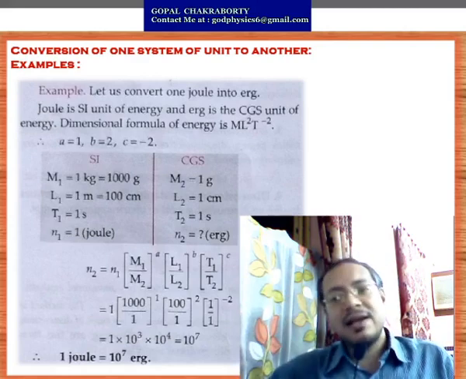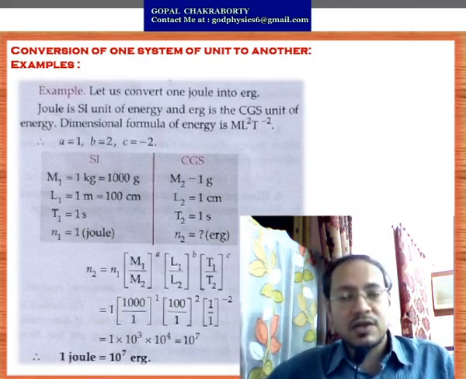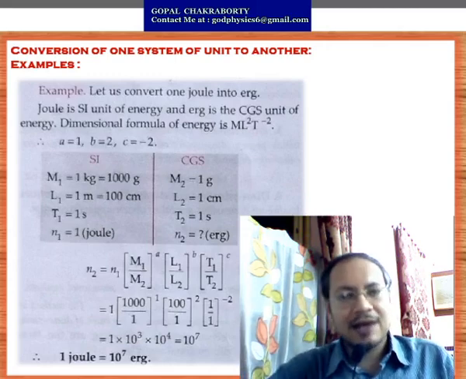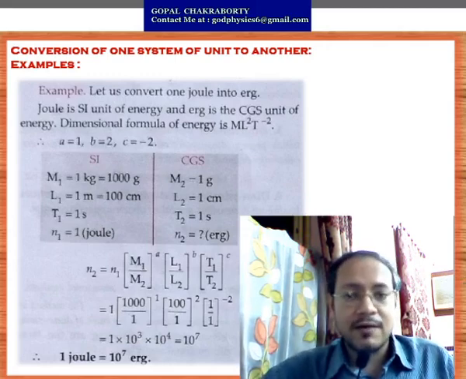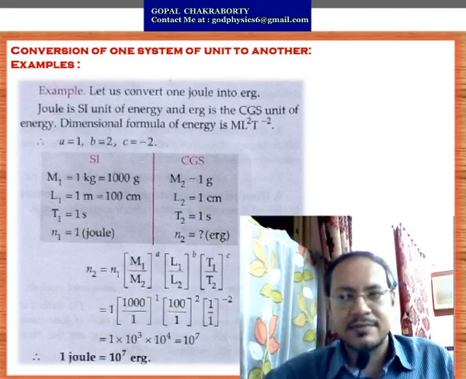So you can write that n2 value is, 1 joule is equals to 10 to the power 7 erg. By this way you can convert from one system of units to another using dimensional analysis.